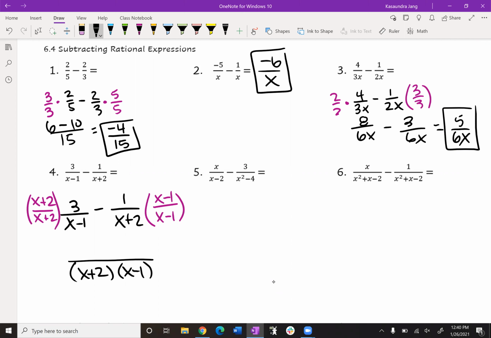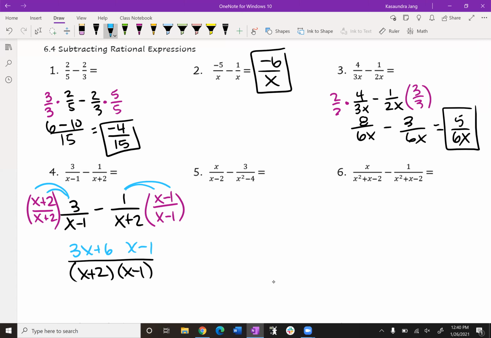The numerator, though, on 1, 2, and 3, I didn't really have any distributing to do. I think that's what's a little different here on number 4. I've got to distribute in the numerators. So I'm going to do my 3 times x and 3 times 2. So there's my 3x plus 6. Really, anything multiplied by 1 is itself. So this is still an x minus 1.